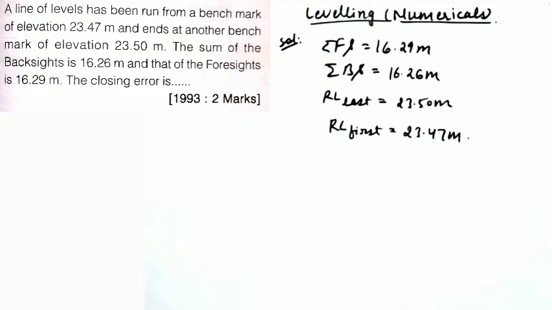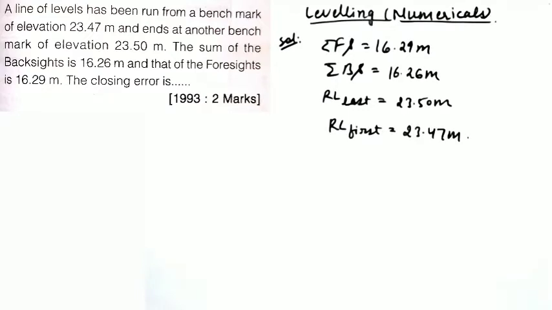You know what is the check in leveling? You all know that the check in leveling is RL of last station minus RL of first station is equal to sigma Bs minus sigma Fs. If both sides are equal, that is, RL of last station minus RL of first station is equal to sigma Bs minus sigma Fs, then there is no closing error. That means you performed your leveling perfectly. But if LHS is not equal to RHS, that means you made some error in your leveling procedure, then there is a closing error.